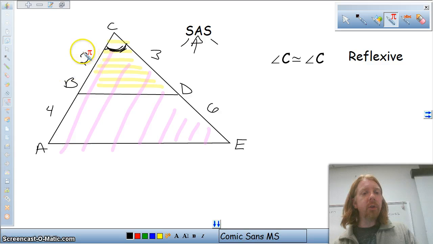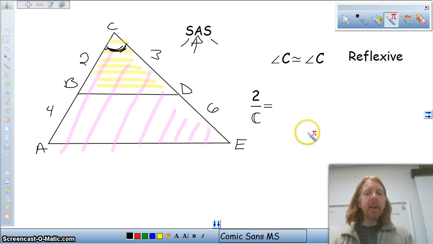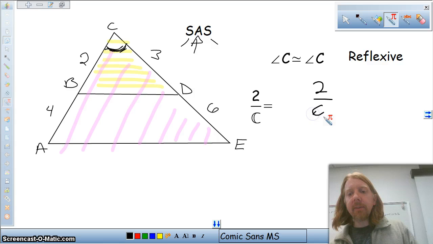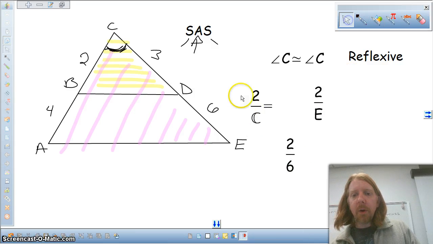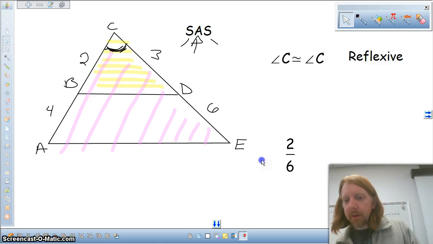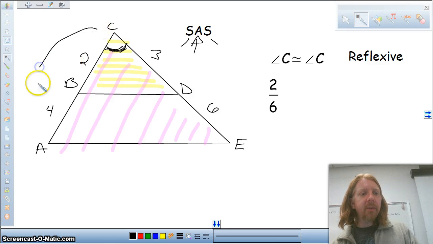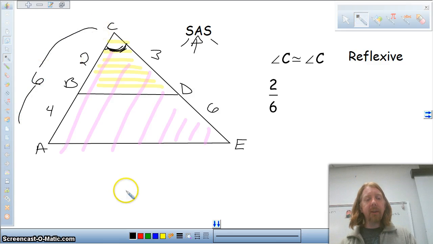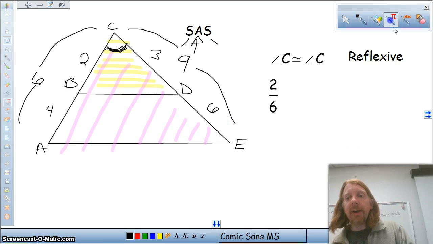So what I'm going to do is take 2 divided by 6 and see what I get. Now, why did I divide it by 6? Well, the reason I'm using 6 is this side of the pink triangle is 6 units, just like this side of the pink triangle is 9 units. So the other fraction I'm going to have to check is 3 over 9.